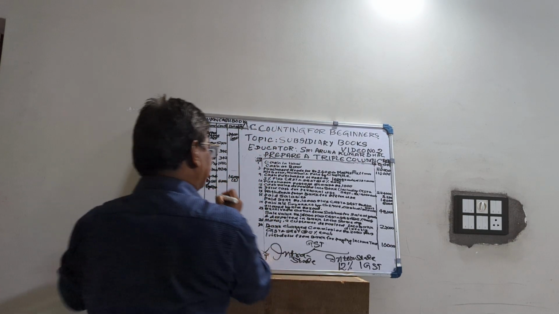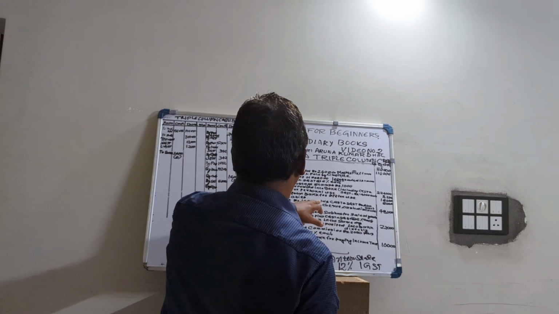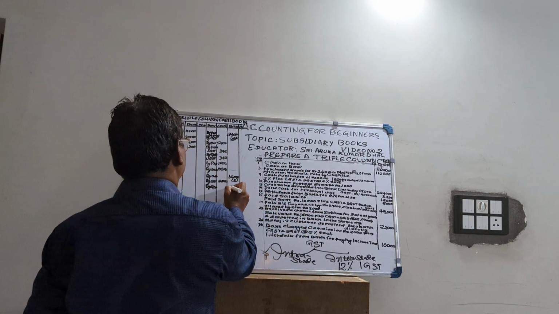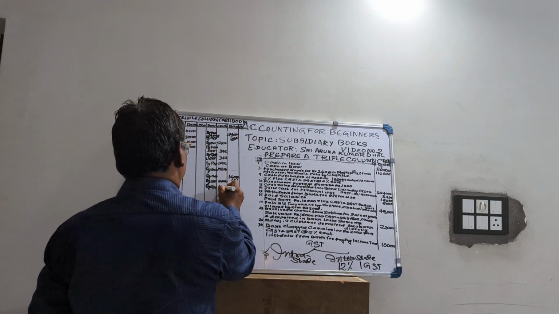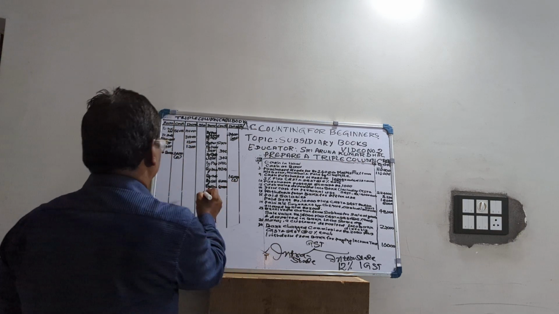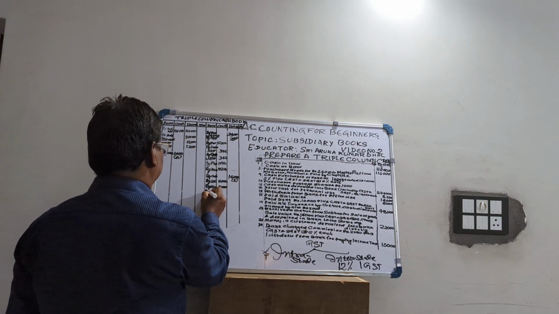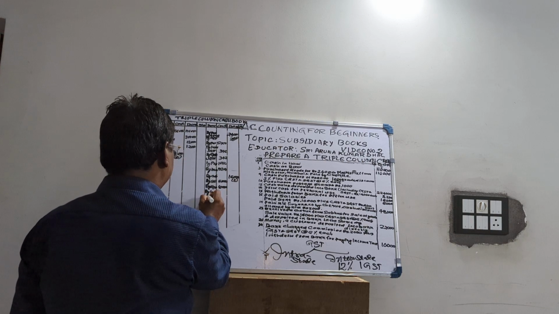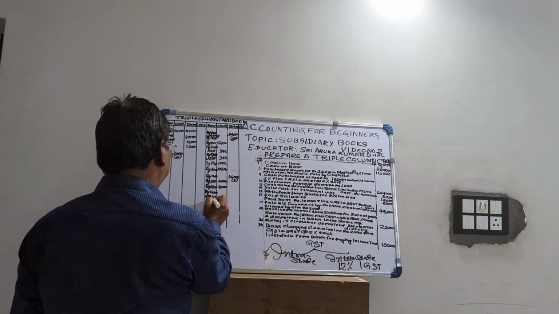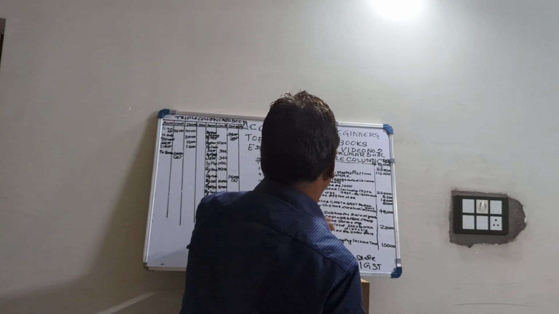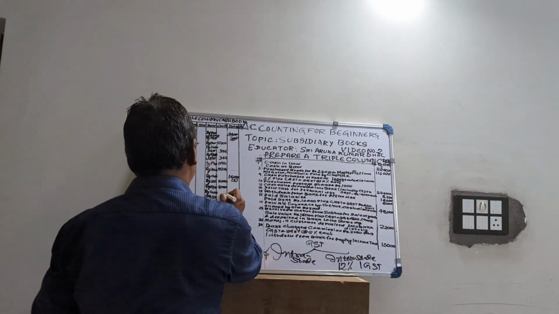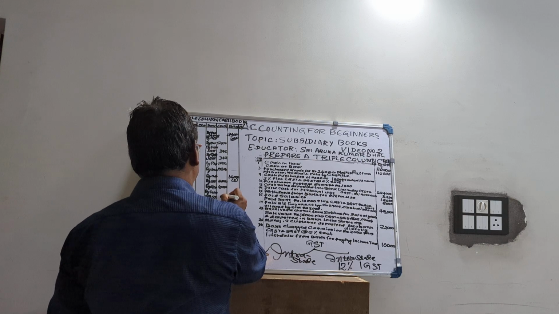In the cash column you write 10,000 by input CGST, SGST and input UGST. It is given 600 each. So we write 600 and 600 here.